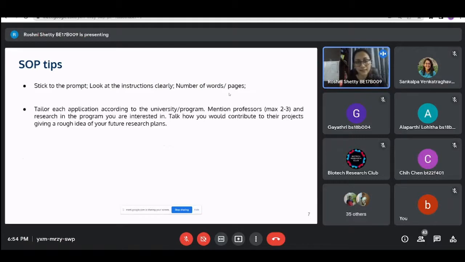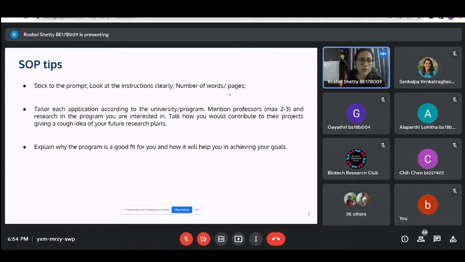So next is to tailor each application according to the university or the program. Mention 2 to 3 professors maximum, not more than 3, and the research in the program that you are interested in. What interests you from their research, how you can contribute to their project, and give a rough idea of your future research plans. This is very important. You can't just write the entire SOP about yourself. You need to tell them what interests you in that university.